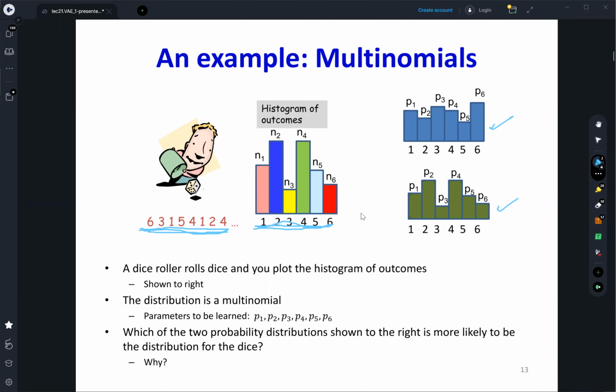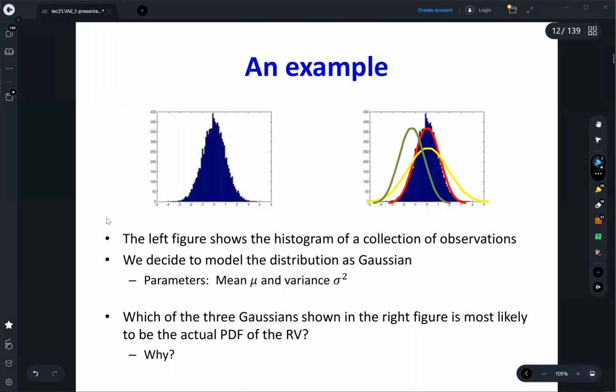The green one, right? So similarly, let's say we look at something like this. This histogram to the left is actually the histogram of log energy values from a speech signal. And when I plot the histogram, it had that shape. Now, it kind of looks Gaussian, so if I decide to model this distribution as a Gaussian, then given the choice of the yellow, the green, and the red Gaussians, which of the 3 do you think is most likely to be the genuine distribution of this data? Anyone? The red one, right?